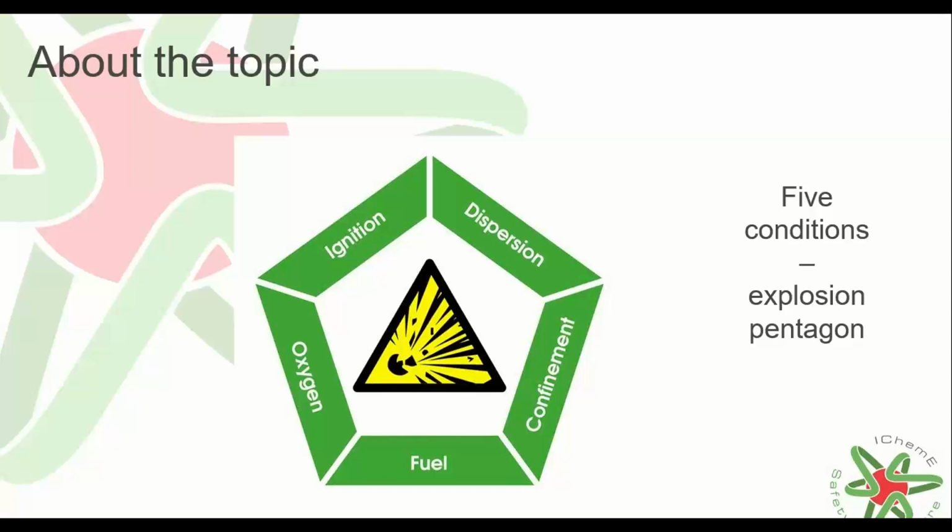I would be really interested in seeing your comments where you have faced such a situation. And there are 5 conditions, as you can see on the explosion Pentagon, for a dust explosion to occur, which are the presence of combustible dust, oxidant, ignition source, concentration of dust mixed in the air within explosive range, and confinement. So these are the conditions.